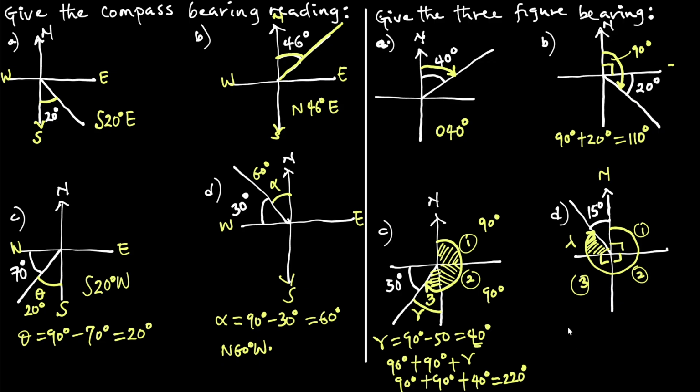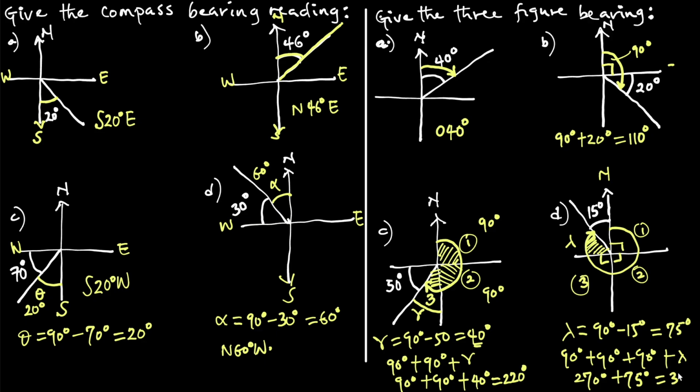All right. So to find lambda, it's going to be equal to 90 degrees minus 15 degrees, which is equal to 75 degrees. So to find the three figure bearing of this, we have to add up all the 90s that we have along the way. That is 90 degrees plus 90 degrees plus 90 degrees plus whatsoever you obtain as lambda. So you have 270 degrees plus 75 degrees. I think this should be 345 degrees.